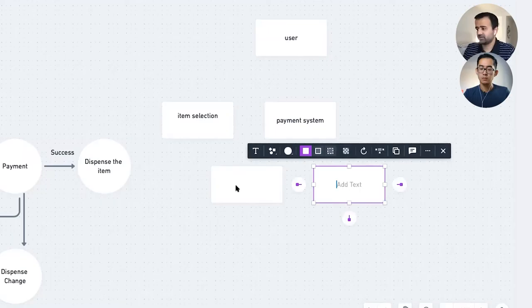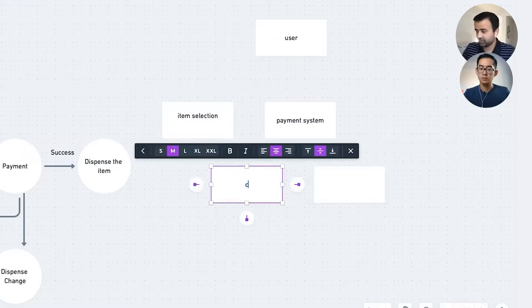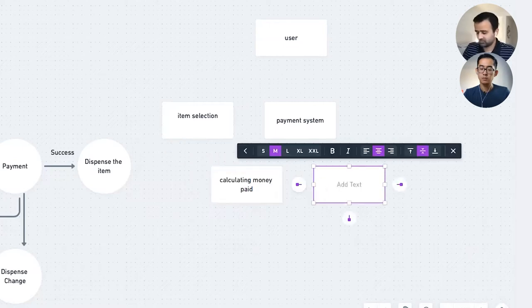You have your calculating money paid, and then this is dispensing change.